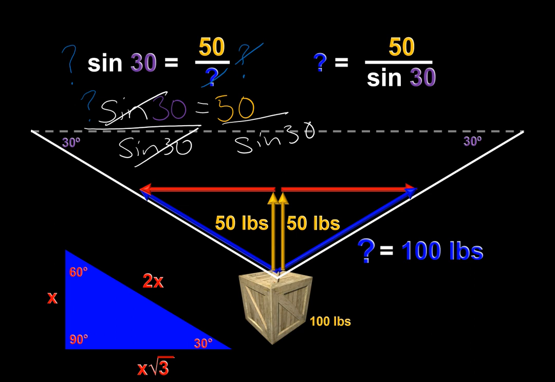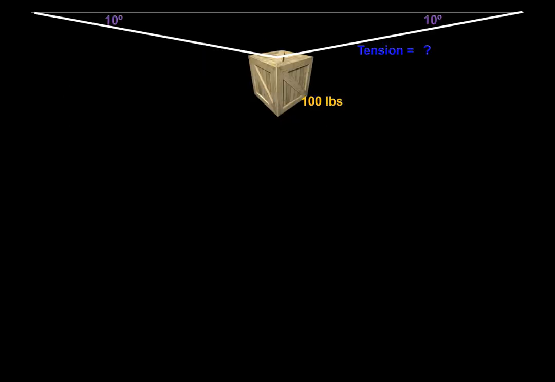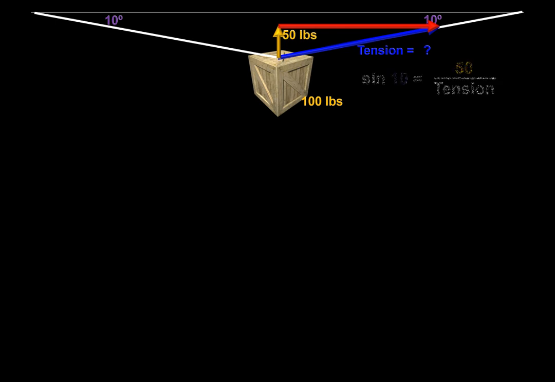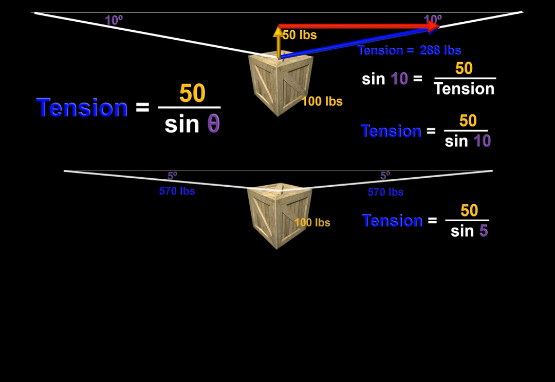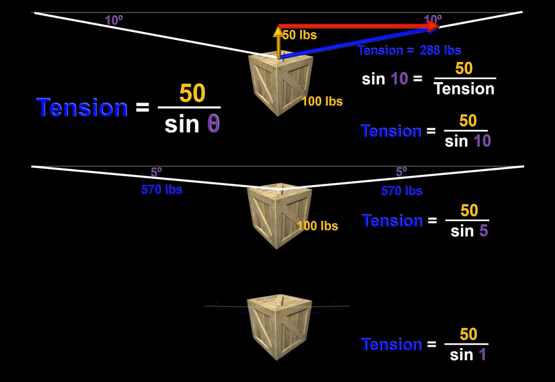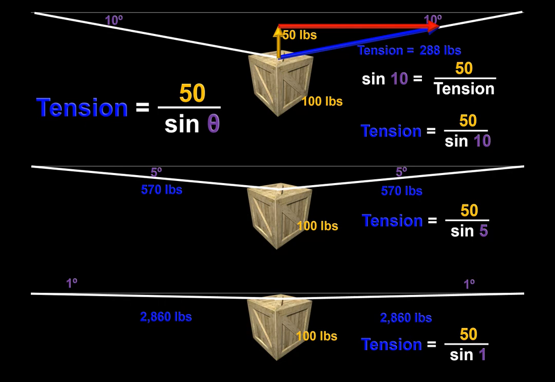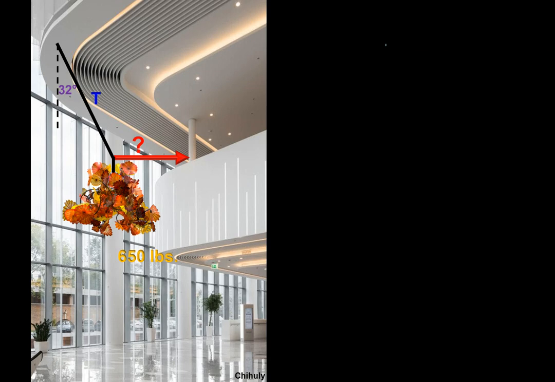And of course, since it's a mirror, the other side is 100 also. So as your angle changes, what did I say? Your tension increases. So if you do sine 10, your tension ends up being 280. The lesser the angle, it ends up being even more. And of course, 1 degree ends up being even more.